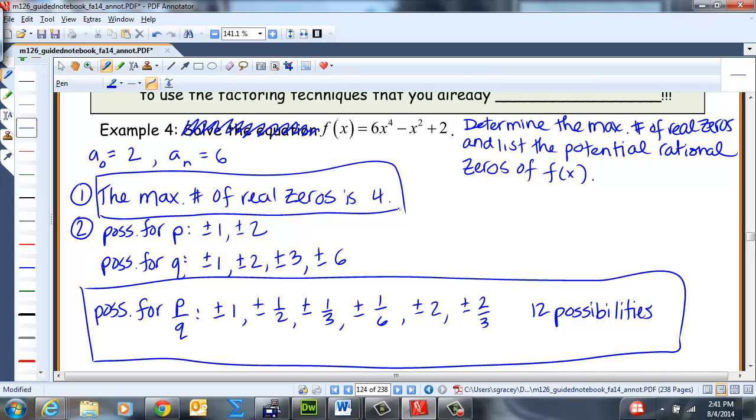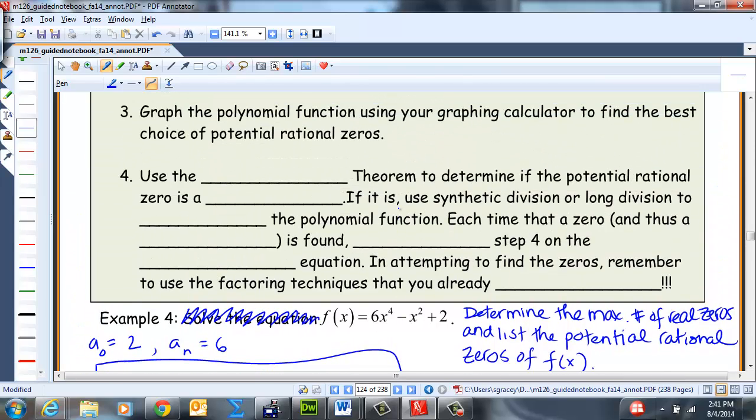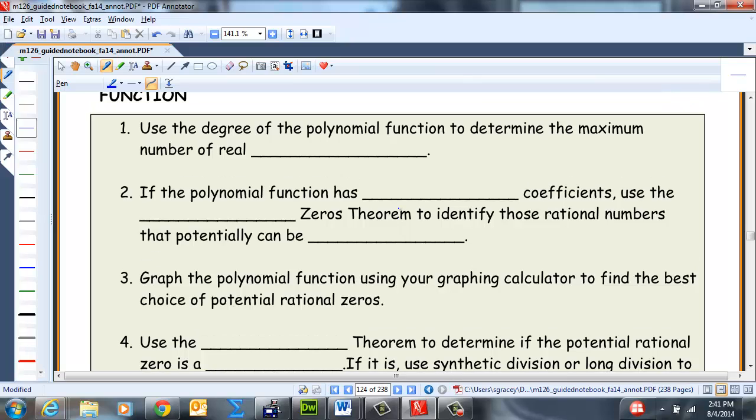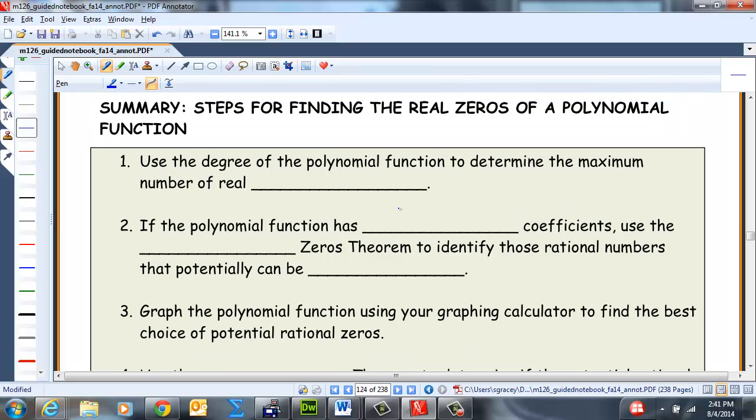All right, so let's go back up here to the box, and this is the summary of steps for finding the real zeros. So use the degree of the polynomial function to determine the max number of real zeros. If the polynomial function has integer coefficients, use the rational zeros theorem to identify those rational numbers that potentially can be zeros.